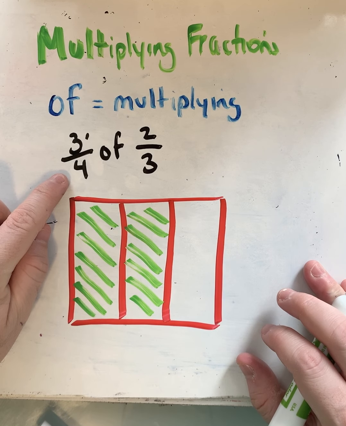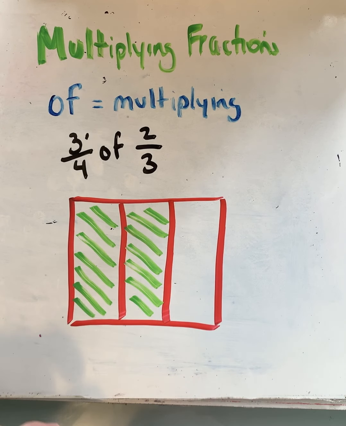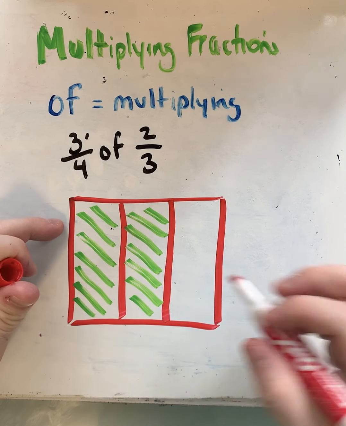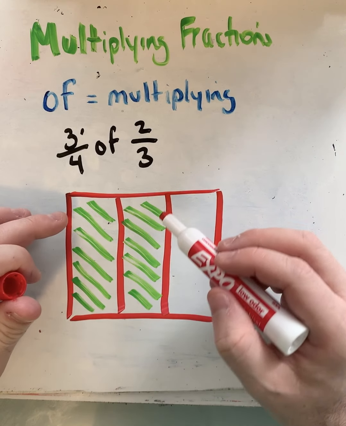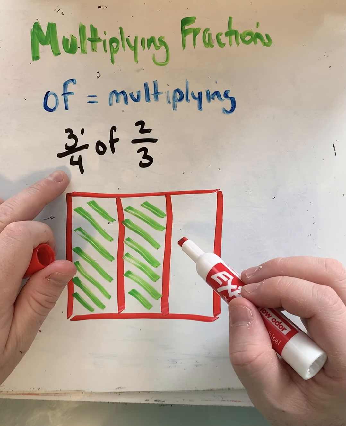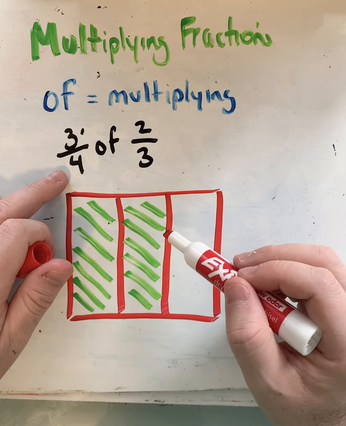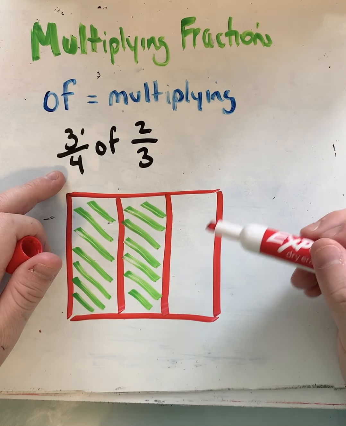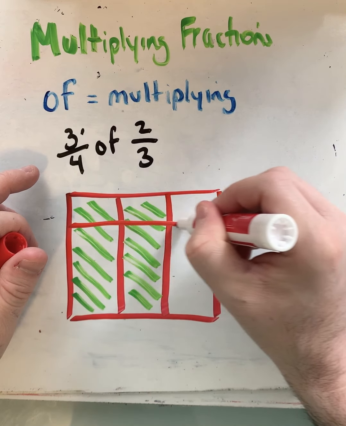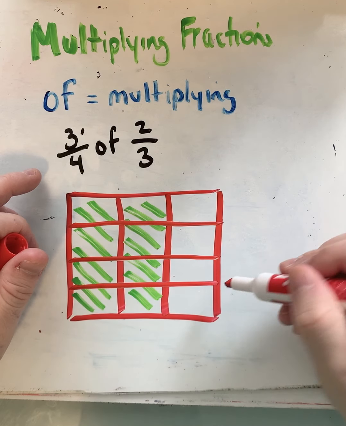Now, it's 3/4 that I need to figure out. So what's 3/4 of 2/3? So what I'm actually going to do is go the opposite way. So if I drew vertical lines on this one, I'm going to go the opposite way. I'm looking at the denominator, and the denominator says that I need to split this box into fourths. So I'm going to do that. 1, 2, 3, and 4. Okay.